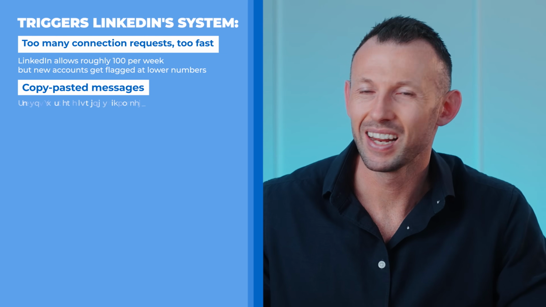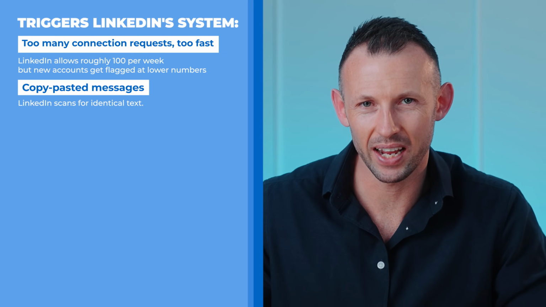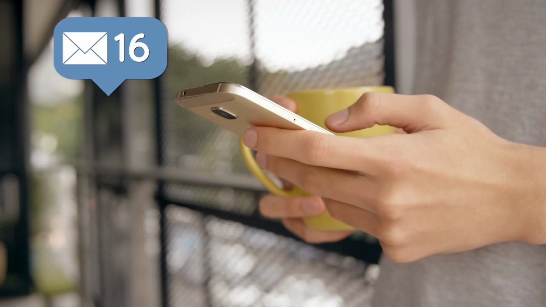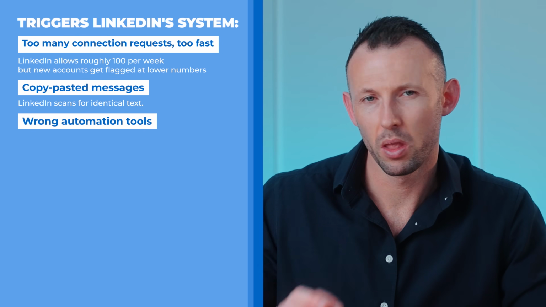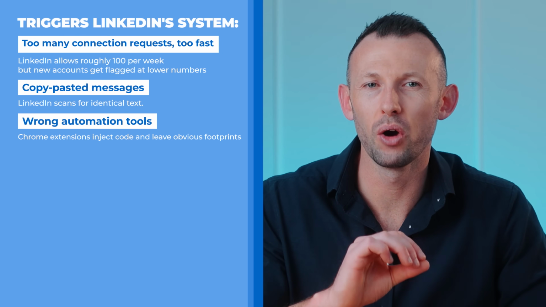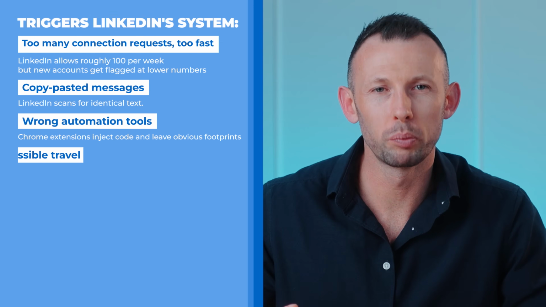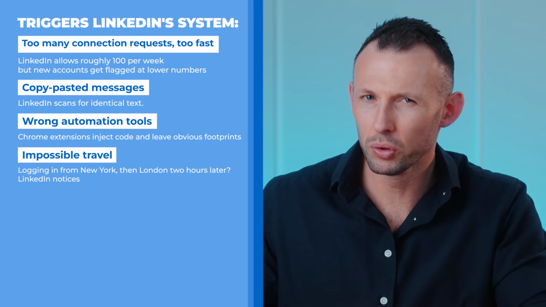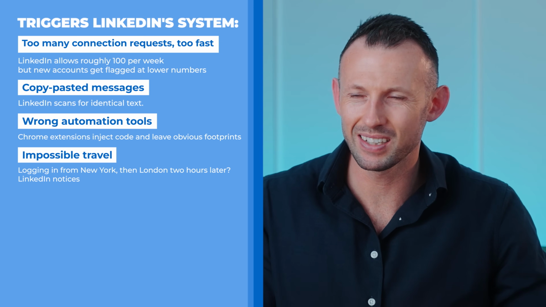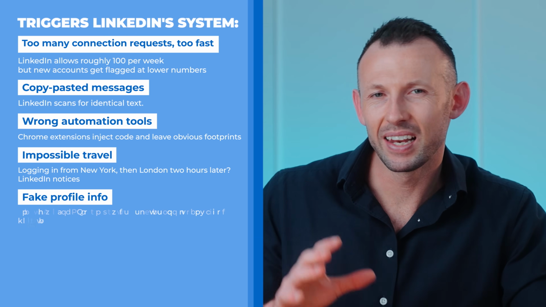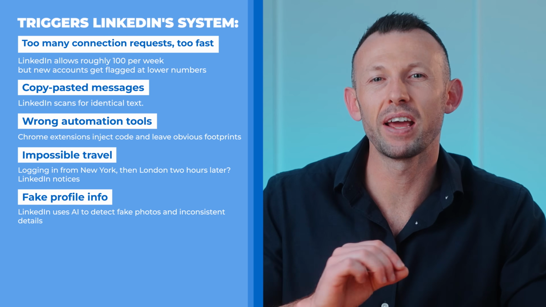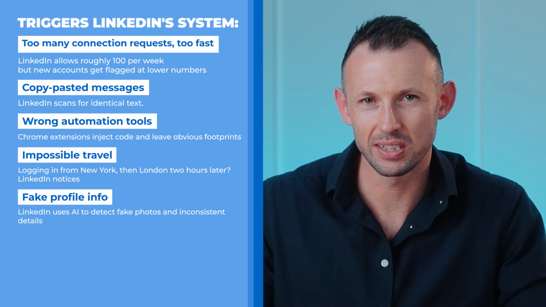Copy-pasted messages. LinkedIn scans for identical text. Blast the same pitch to 30 people and messages might get blocked. Wrong automation tools. Chrome extensions inject code and leave obvious footprints. If your account behaves unnaturally, you get flagged. Impossible travel. Logging in from New York, then London 2 hours later, LinkedIn notices. Fake profile info. LinkedIn uses AI to detect fake photos and inconsistent details.